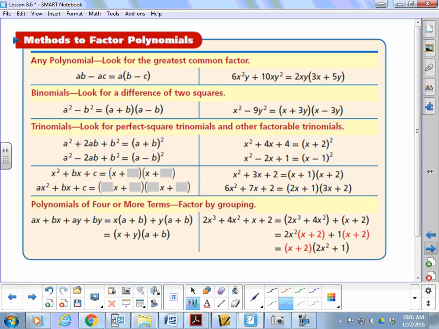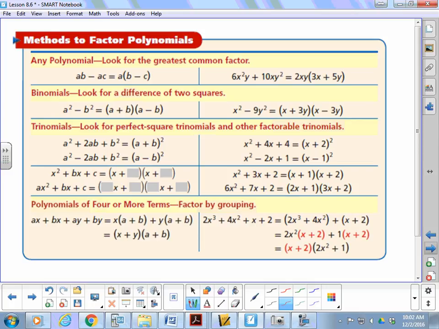So the first thing for any polynomial that we're looking at, always look to factor out the greatest common factor. All right, so here are some rules of things you're looking for. If it's a binomial, we look for a difference of 2 squares. So that's 2 terms. Trinomials, we want to look to see if they are perfect square trinomials first. If they are, great. If they're not, then we look to factor them other ways.